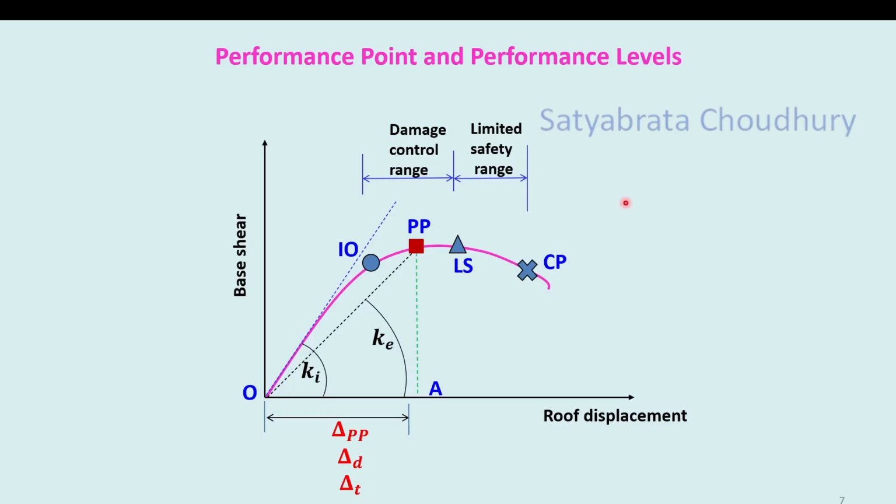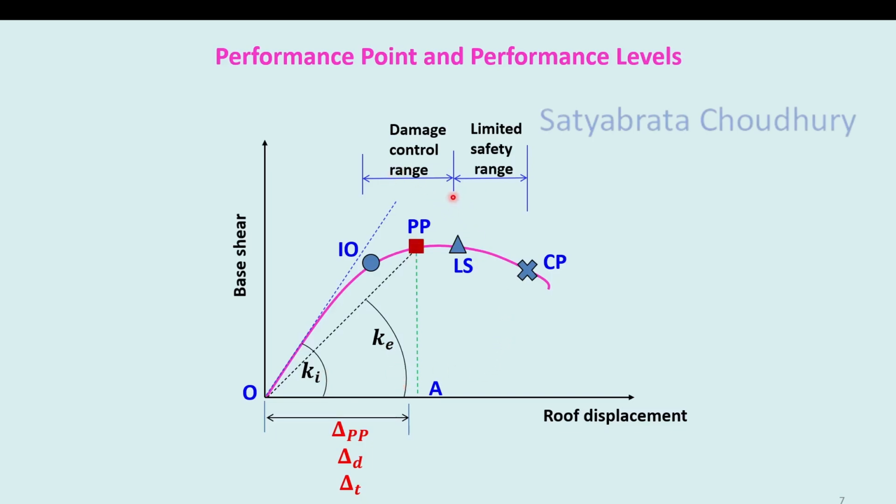Now let us see further the performance point and the performance levels, which we also discussed earlier in some references. In the base shear versus roof displacement curve, you have the IO damage state, the LS damage state, and the CP damage state. Now you have a performance point where the reduced demand and the capacity of the structure are identical. So this is the ideal point where it should be designed. The displacement at this point is delta PP, the displacement at the performance point, and we want to design for this point only. Again here we have shown the Ki and Ke.